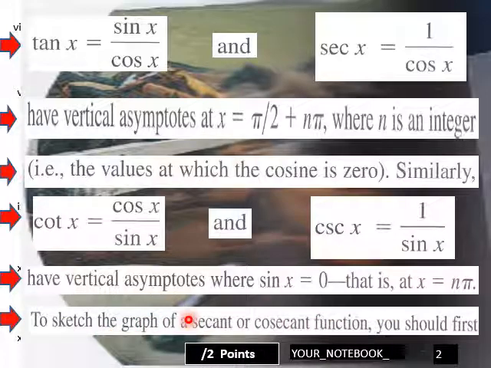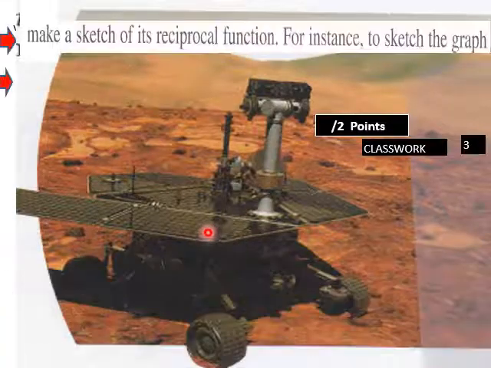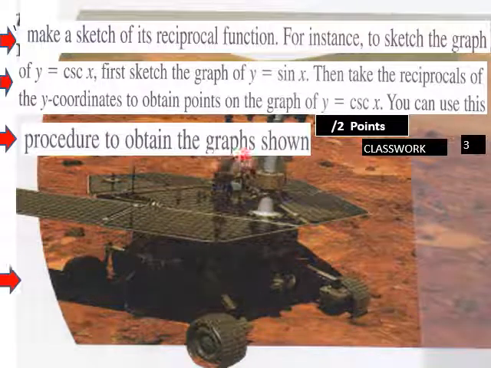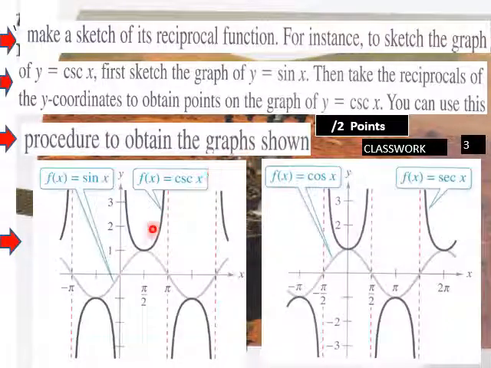To sketch the graph of a secant or cosecant function, first make a sketch of its reciprocal function. For example, to sketch the graph of y equals cosecant x, first sketch the graph of y equals sine x, then take the reciprocals of the y-coordinates to obtain the points on the graph of y equals cosecant x. You can use this procedure to obtain these graphs here.